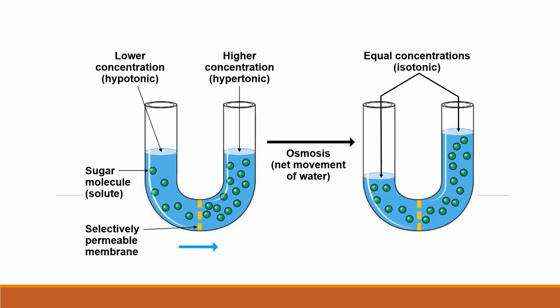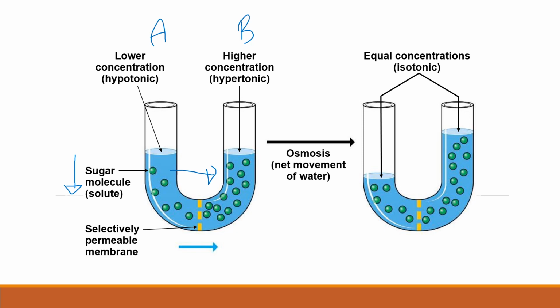Okay, let's take a look at this tube right here. You see that this tube is divided by a semi-permeable membrane. So we have two sides, side A and side B. If you take a look at side A, you will notice that side A has a lower solute concentration. And if it has a lower solute concentration, that means that side A has the higher water concentration. And so water always likes to move from the high water concentration to the low water concentration. And so therefore, the water is going to be moving from side A to side B.